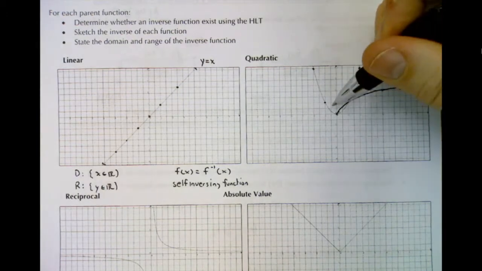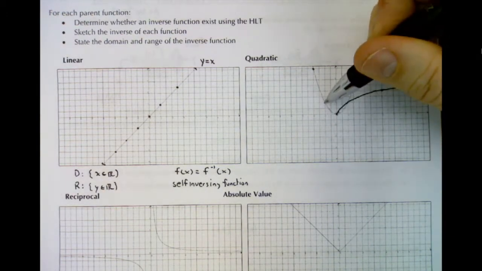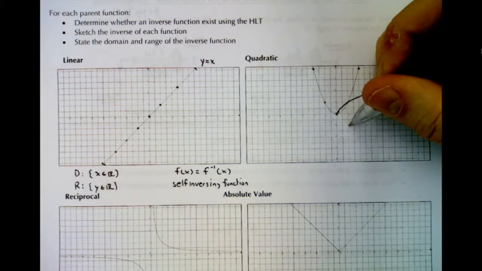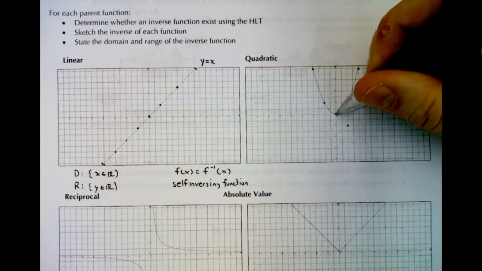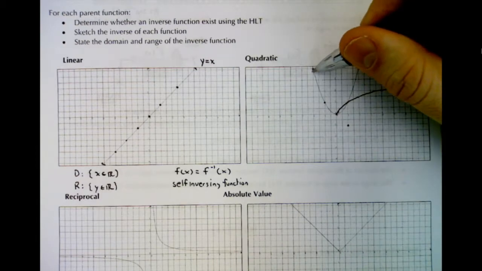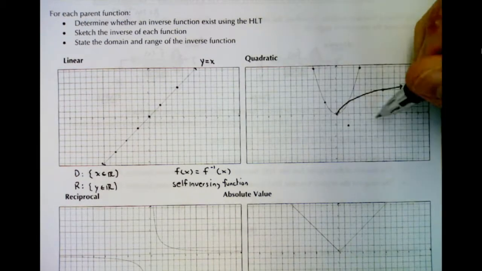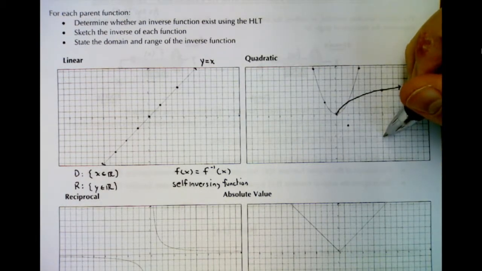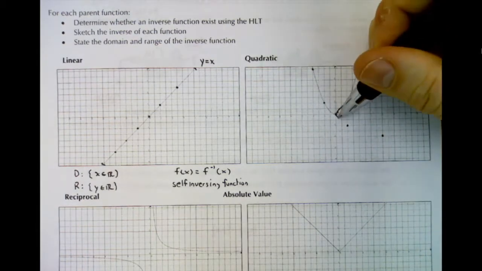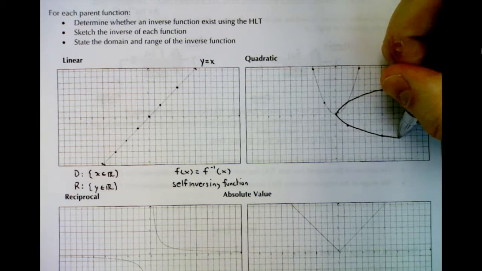Let's try the other side. -1, 1. If we flip that, we get 1, -1. And if we flip this point, -2, 4, we get 4, -2. And if we connect those, we get this branch.